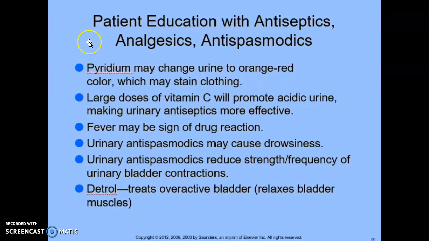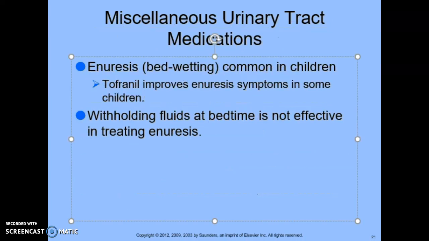Other side effects of antispasmodics include GI symptoms, vertigo, drowsiness, blurred vision, constipation, dry mouth, occasional nausea and vomiting, insomnia, and urinary retention. Additional miscellaneous urinary tract medications. Bedwetting is common in children, and Tofranil improves the bedwetting symptoms in some children. It's important to note that withholding fluids at bedtime is not effective in treating bedwetting, and Tofranil is an antidepressant that improves the symptoms of bedwetting in some children.